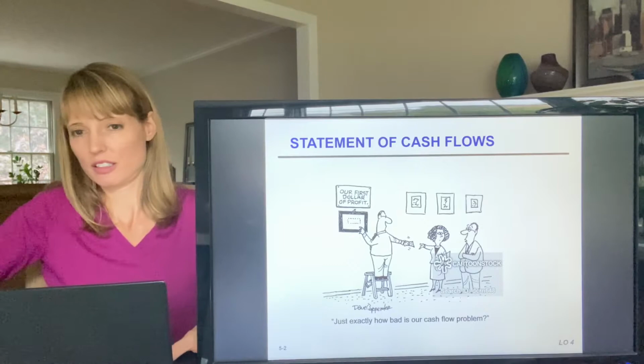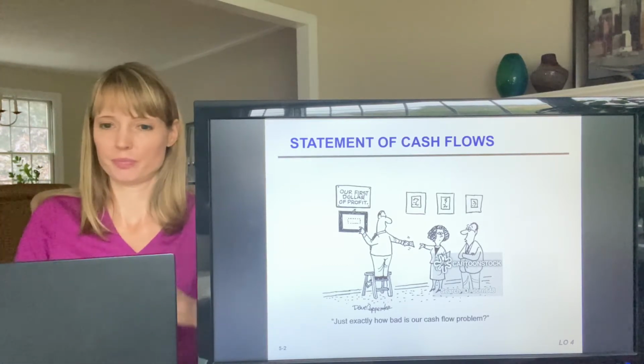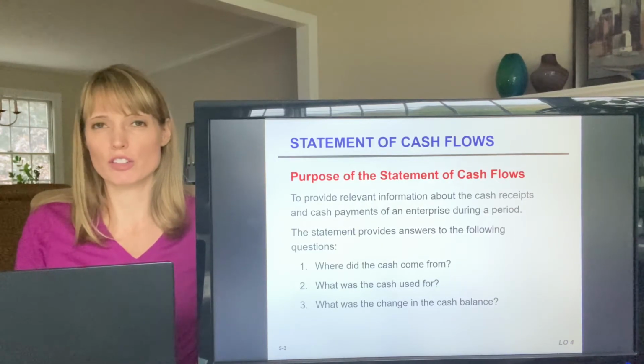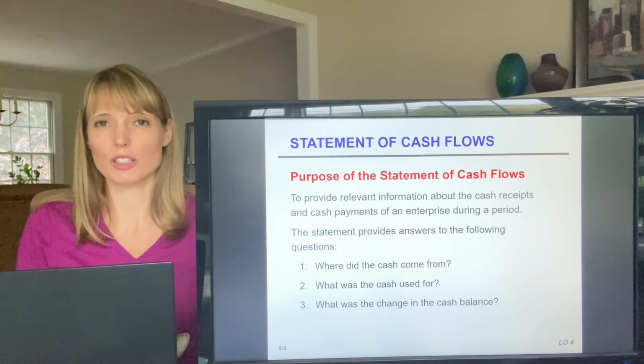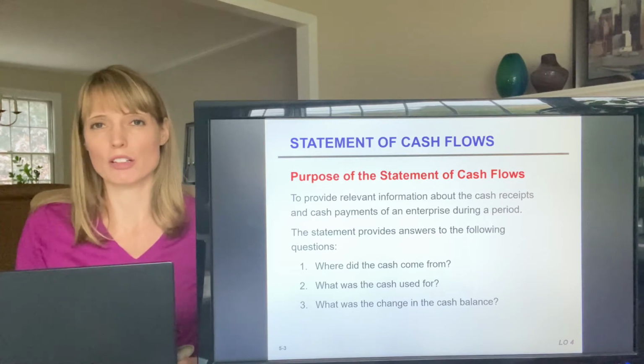The purpose of the statement of cash flows is to allow investors to try to answer a few questions, including where was the cash spent? How did we receive the cash? And how do we explain that change in the cash balance over the prior year?